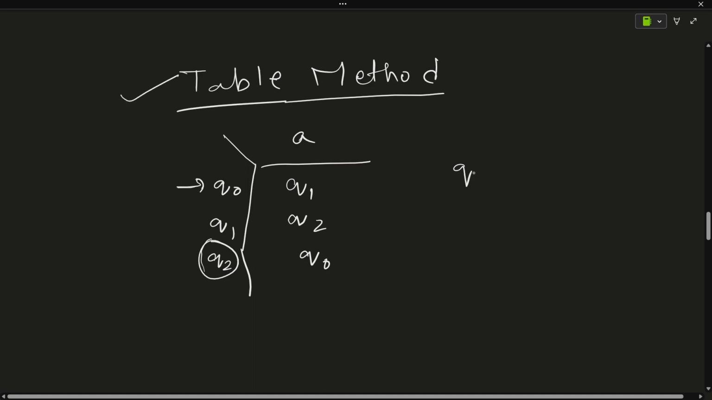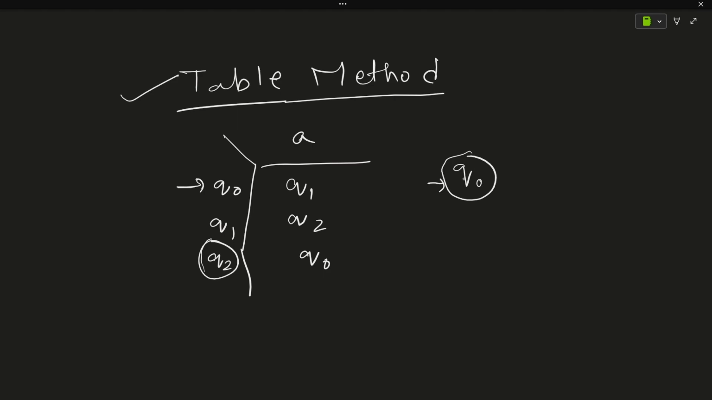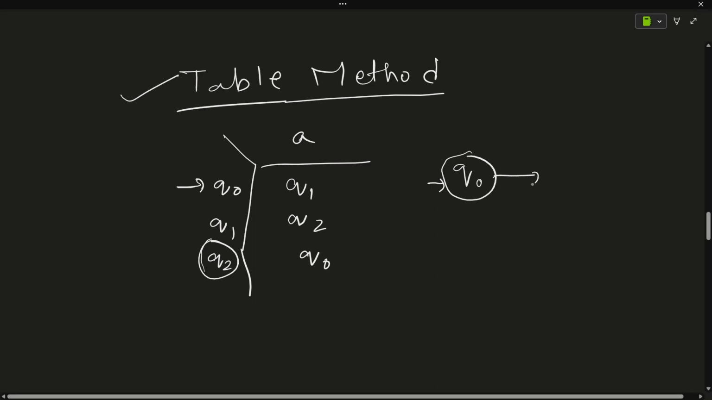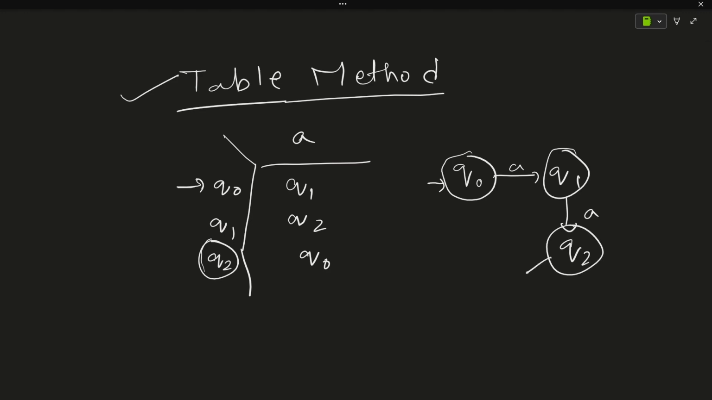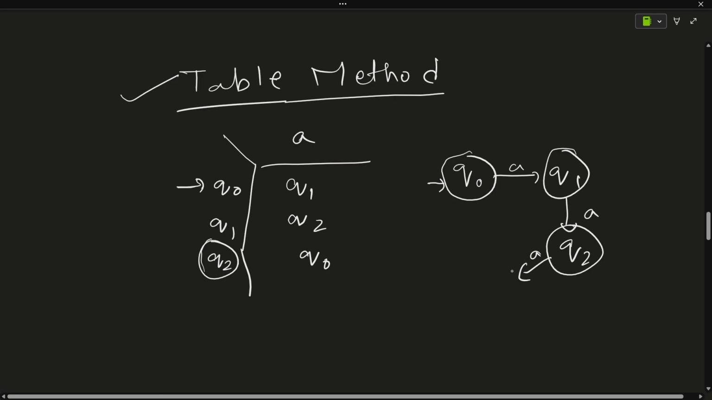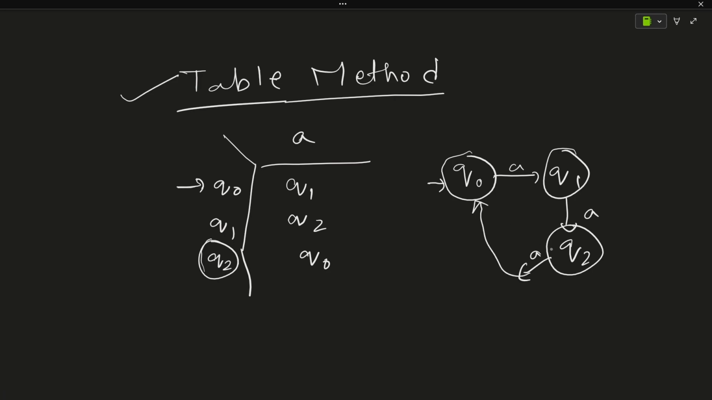For this FA, I will be drawing the state transition diagram. Q naught on reading A will go to Q1. Q1 on reading A will go to Q2. Q2 on reading A again goes to Q naught. This is the final state, and this is the initial state. So this is the table method.